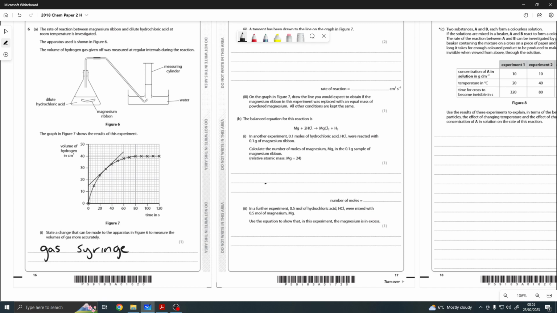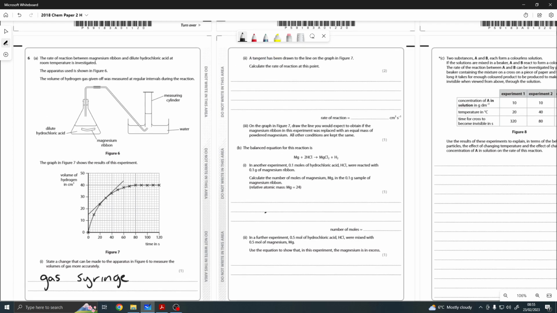Okay, it says a tangent has been drawn on the line in figure 7. Calculate the rate of reaction at this point. So all you've got to do then is make your little triangle. And remembering is the change in y. Okay, so change in y over the change in x gives you your tangent. Okay, so pick nice simple values. You could use the change in x and make it 60. That's a nice easy value to work out. You've got a calculator. If you haven't got a calculator, try and make it 10 or something, or 20, something easy to divide by. Okay, but you've got a calculator, so it's 60.